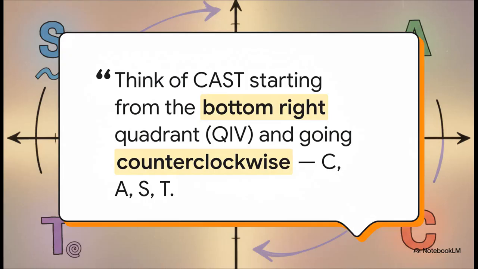And if you're worried you might forget the order, here's a little pro tip for you. Start in the bottom right quadrant, quadrant IV, and spell out the word CAST as you go counterclockwise. You'll put C in the fourth, A in the first, S in the second, and T in the third. It spells CAST perfectly every single time.